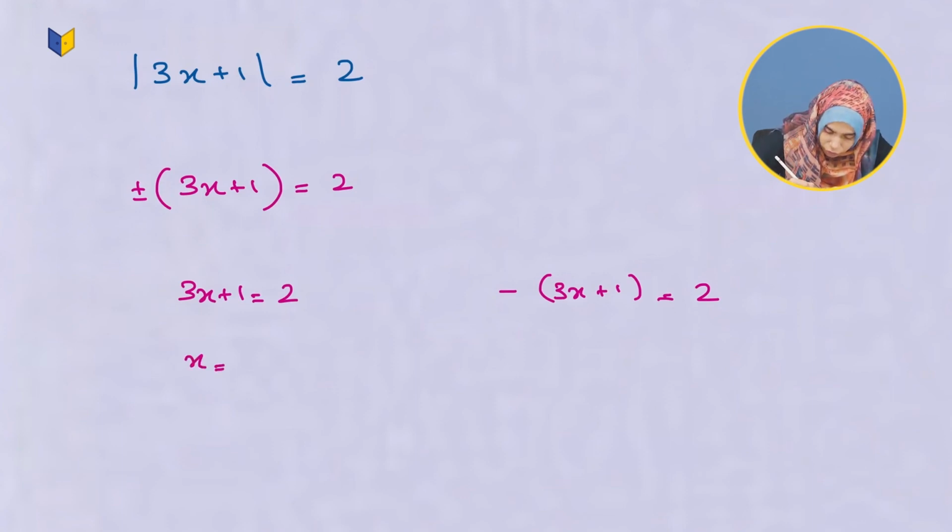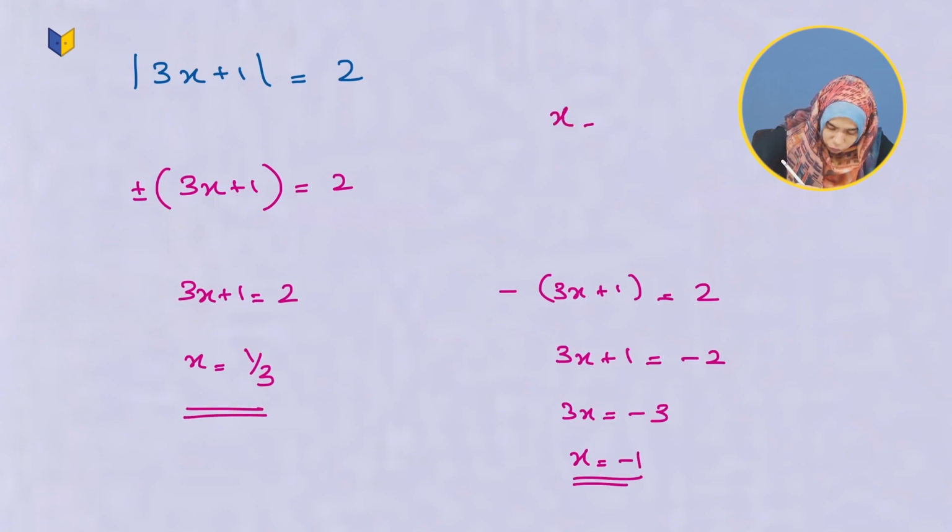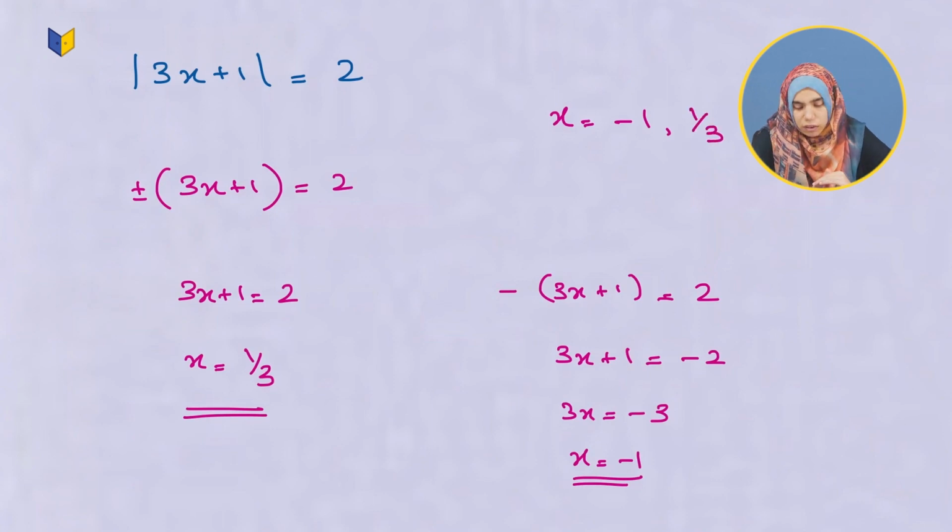From here, you get x equals 2 minus 1 upon 3, which is 1 by 3. From here, you can maybe take the minus sign to the right first. Then you get 3x equals minus 3, and therefore x is once again minus 1. So we have the same solutions as before using the second approach. As you can see, this was much quicker and much safer.